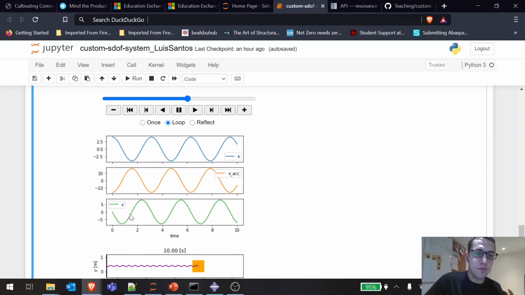And when is the velocity maximum? It's maximum when the position, and by the way, the acceleration, is zero, which kind of makes sense because they are the derivative of one another.